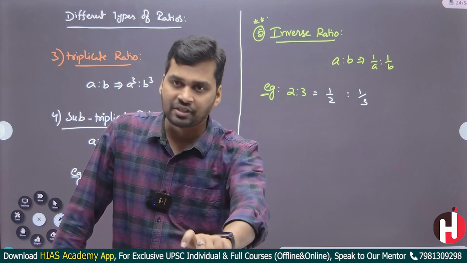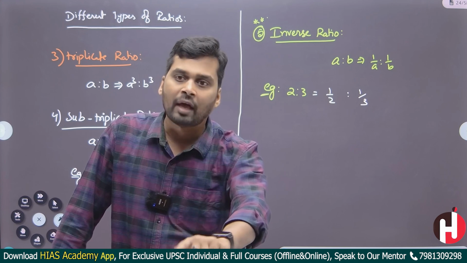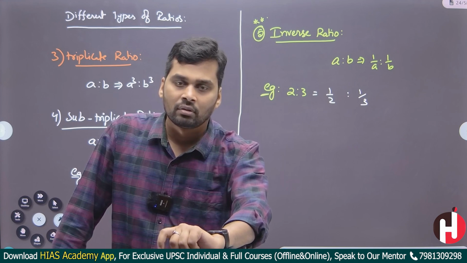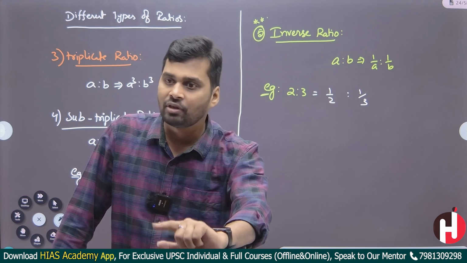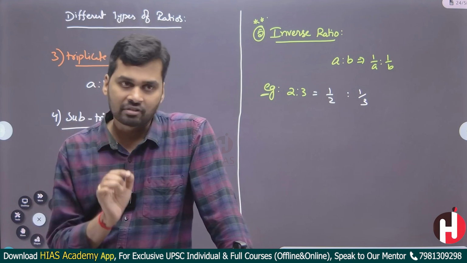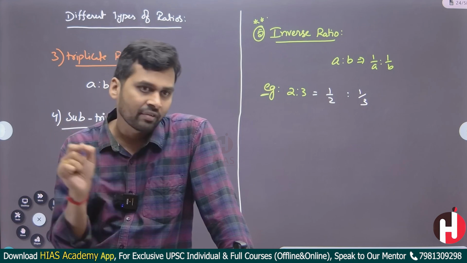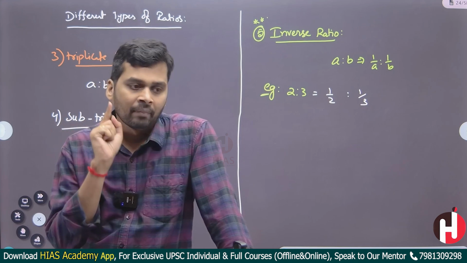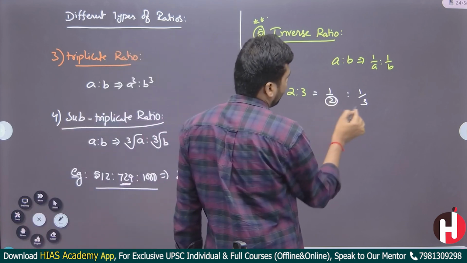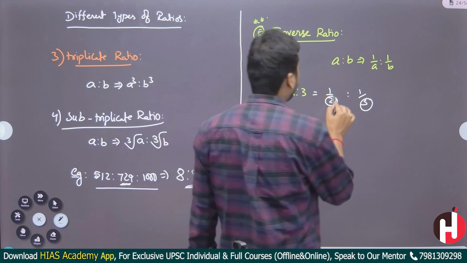Whenever you see fractions as ratios, if your ratio is in fractions, then immediately you have to convert it into a normal ratio. How do you convert? Cross product. You take the LCM of the denominators and multiply each term with that LCM. Here 1 by 2, 1 by 3. What are the denominator numbers? 2 and 3. What is the LCM of 2 and 3? 6. Multiply each term with that 6.